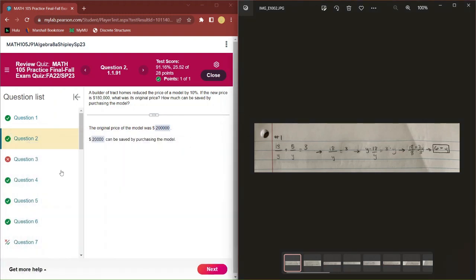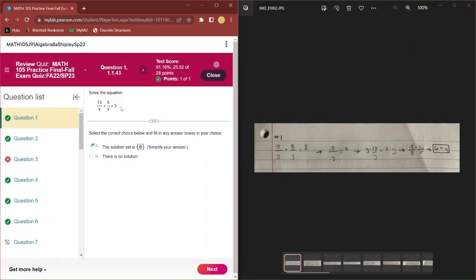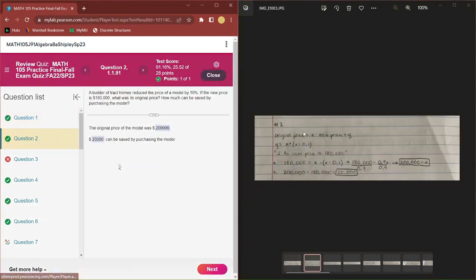Okay, so for the first problem, we're on question 1. As you can see here, you combine like terms, and the equation equals 3. Then you combine like terms, get 18 over y, and then you multiply y by both sides, and get 18 over 3 equals 3y over 3, and then you just divide that and get 6 equals y. Easy enough. Next, number 2.